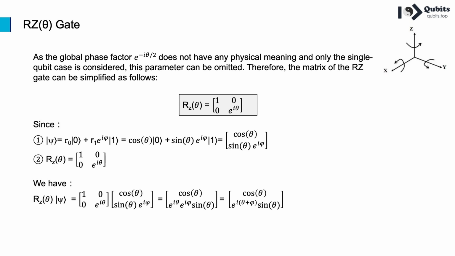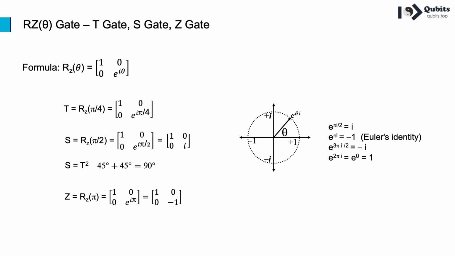The T gate is a quantum gate that rotates qubits by a small angle of 45 degrees around the z-axis. In other words, it applies a phase shift of the exponential of i pi over 4 to the qubit state. The T gate is often used in quantum circuits for creating superpositions and performing quantum phase estimation.